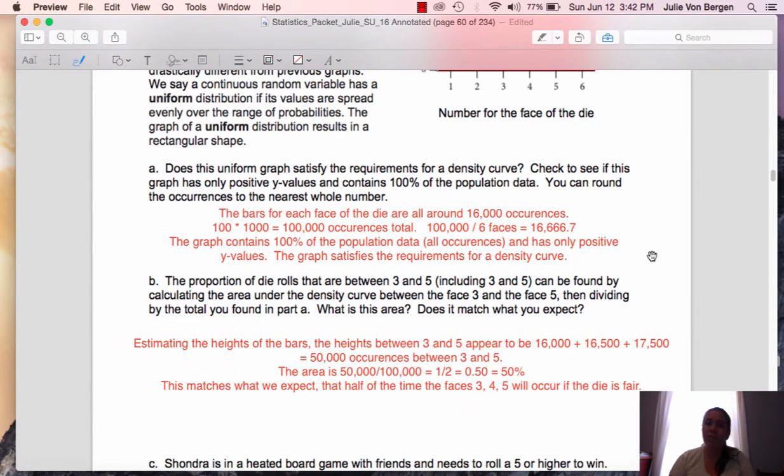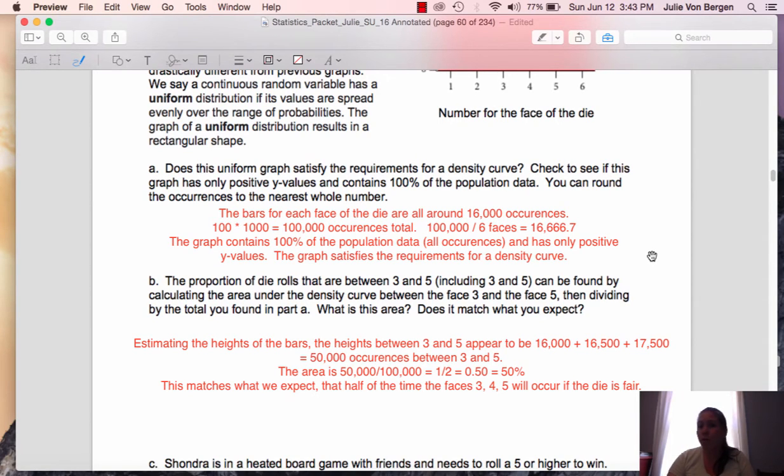Our first question is, does this uniform graph satisfy the requirements for a density curve? We want to check to see if the graph has our two density curve requirements: only positive y values, and does it contain 100% of the population data? And you can round to the nearest whole number if we're trying to estimate.